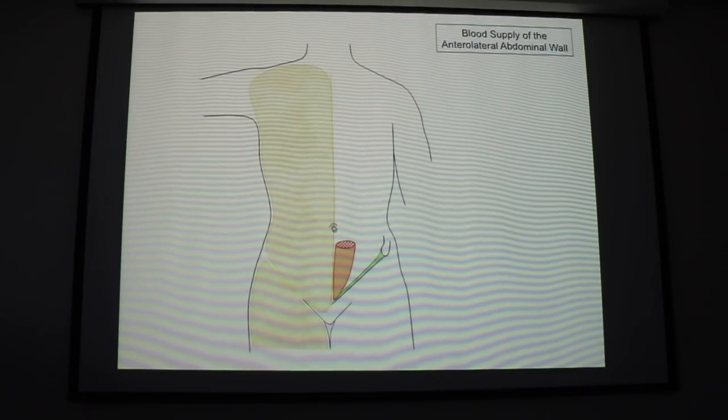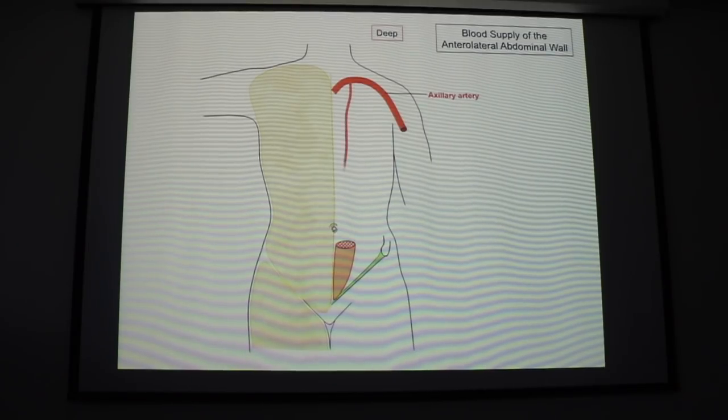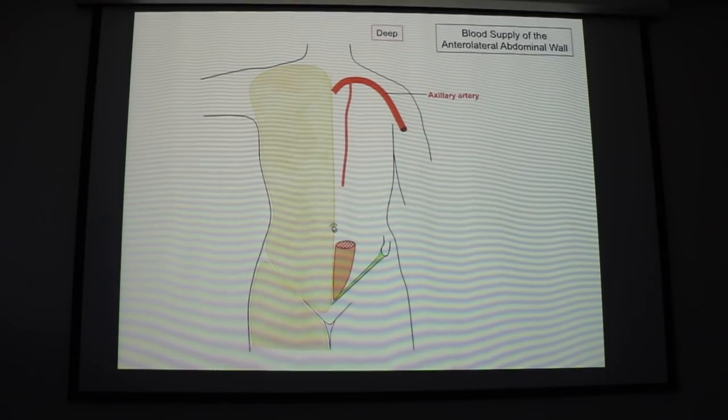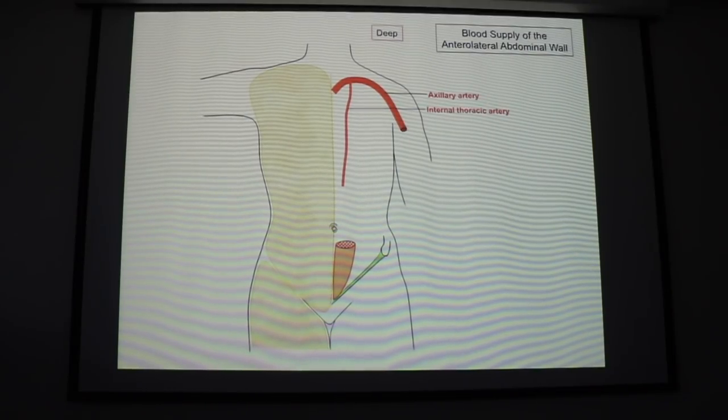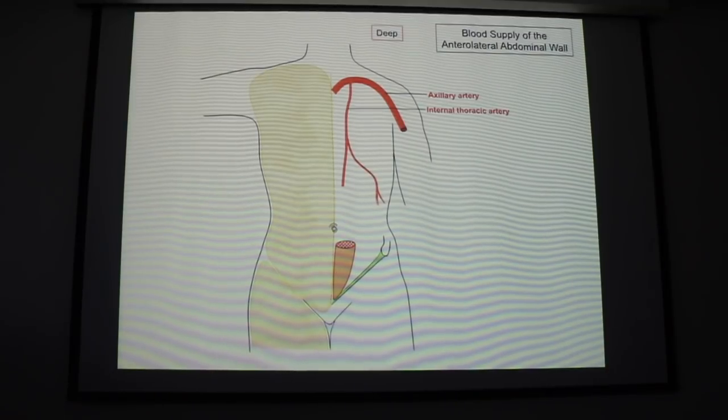Blood supply. You are looking at the subclavian and axillary. This is my main interest here. What is this? This is my internal thoracic artery. It gives me the superior epigastric artery. Because I want to utilize the superior epigastric artery. That is a branch from the internal thoracic.